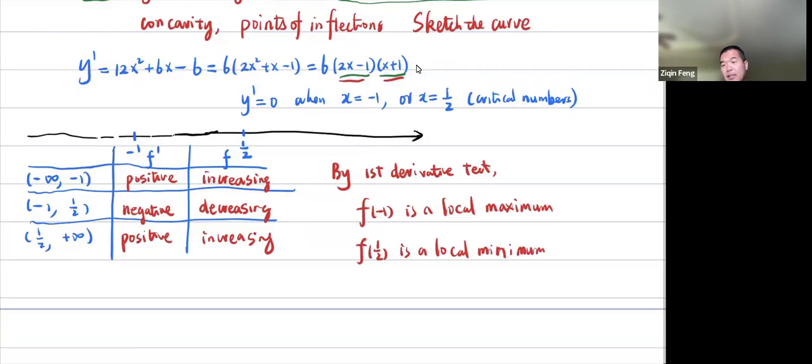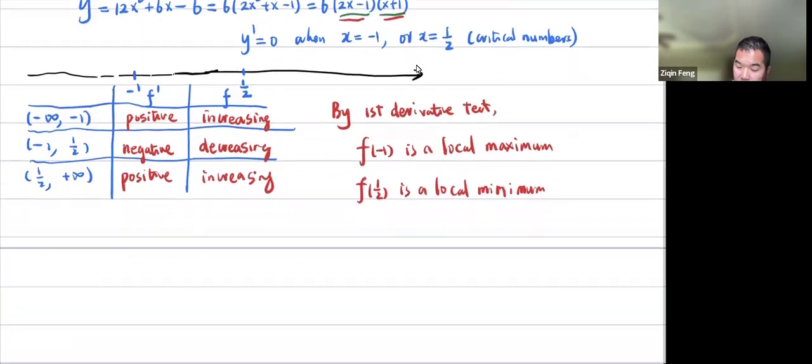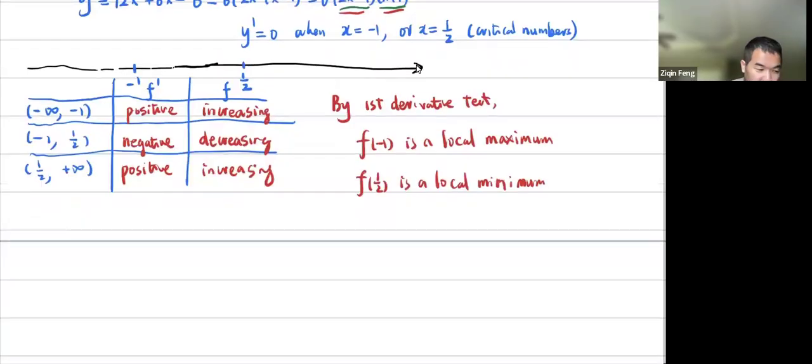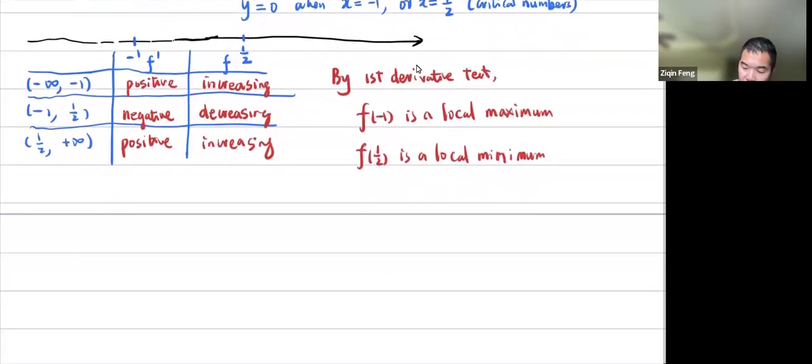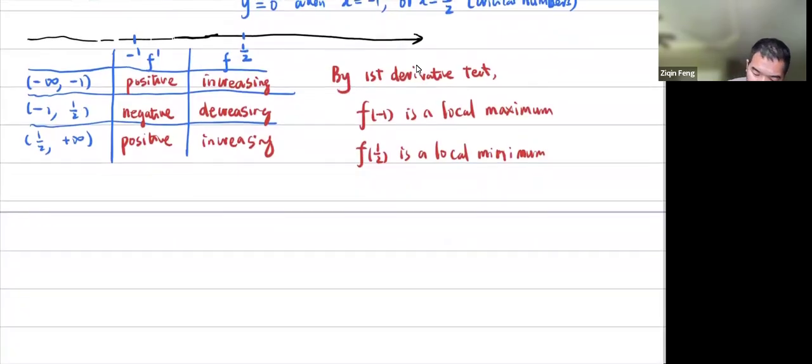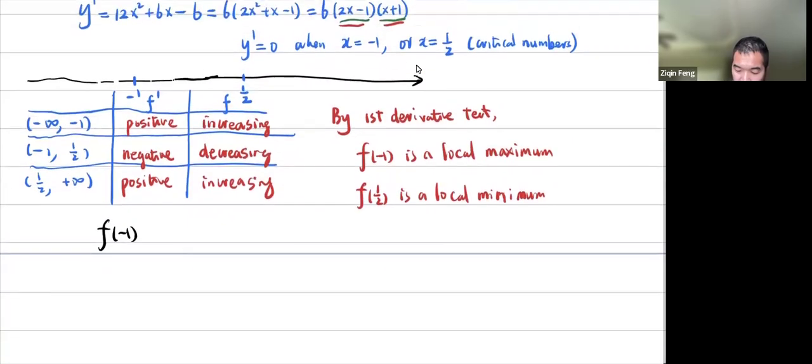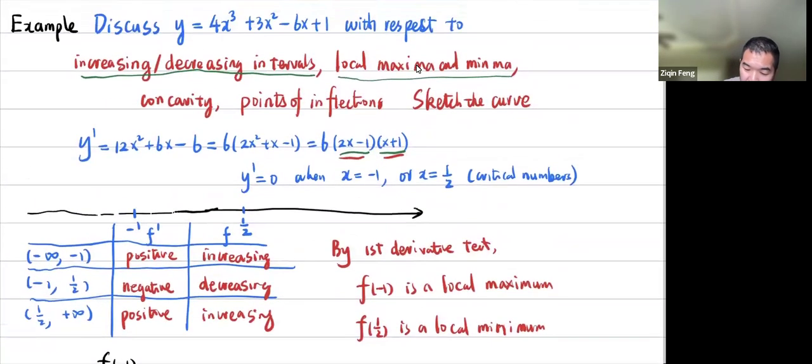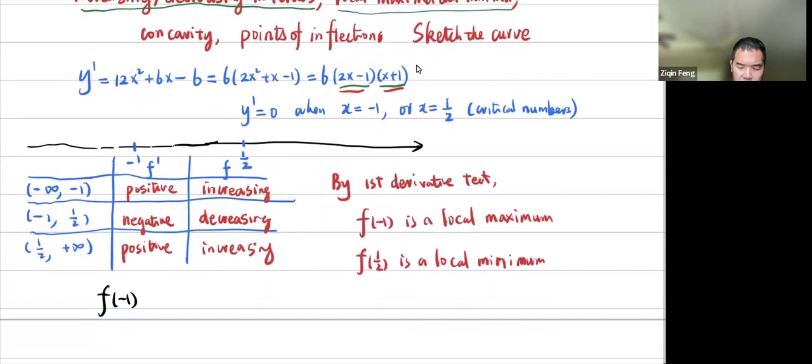You can evaluate these two numbers, right? So now we want to decide the concavities. And before we do that, I try to evaluate f of -1, plug this into our function here, right? 4 plus 3 minus 6 plus 1.